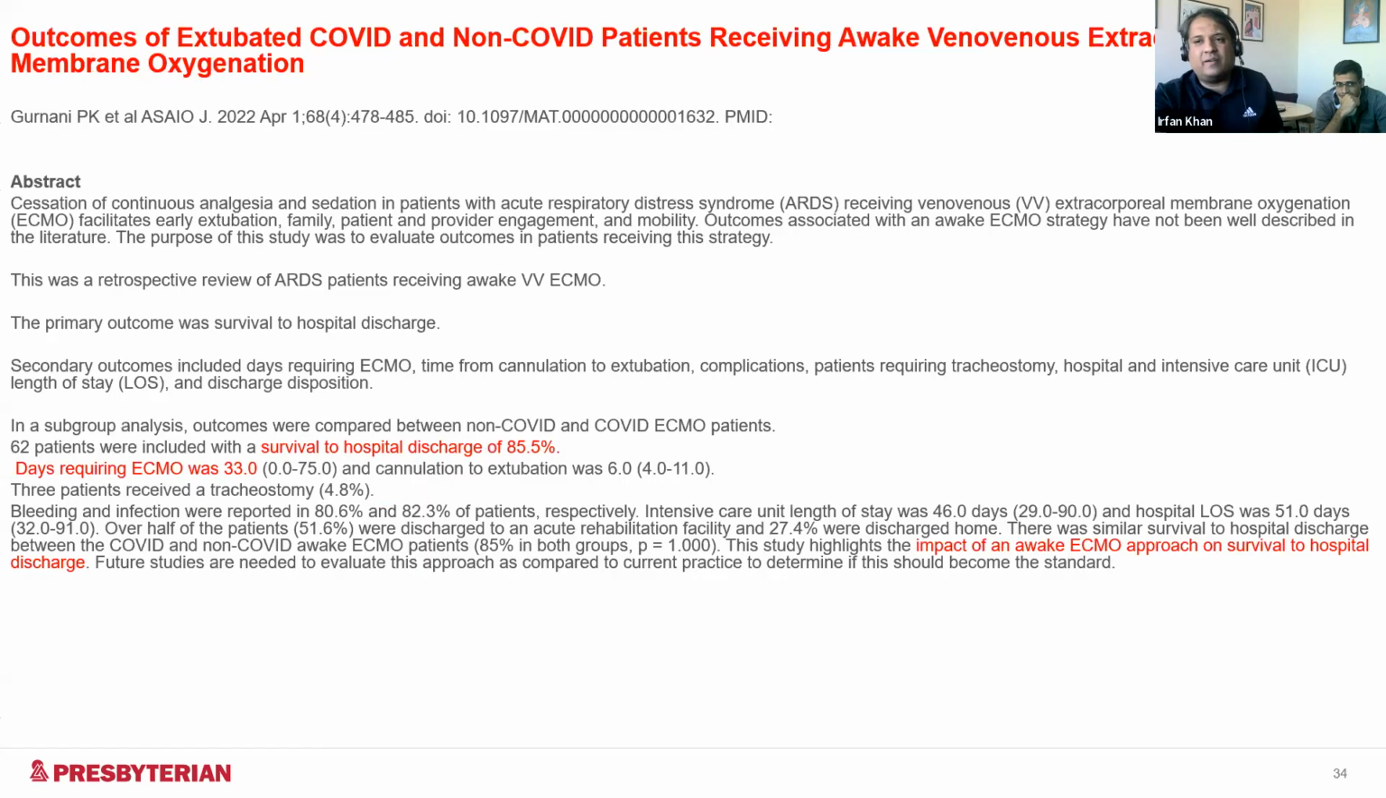And then outcomes of extubated patients. This is something that we are offering more and more to all our patients: awake VV ECMO. In this study, they included 62 patients. They required ECMO for close to 33 days. 3 patients got tracheostomy, but the majority of the problems they had were bleeding and infection. ICU length of stay was close to 1.5 months. Over 51% of their patients were discharged to an acute rehab facility, and almost 1/4 of them were discharged home.